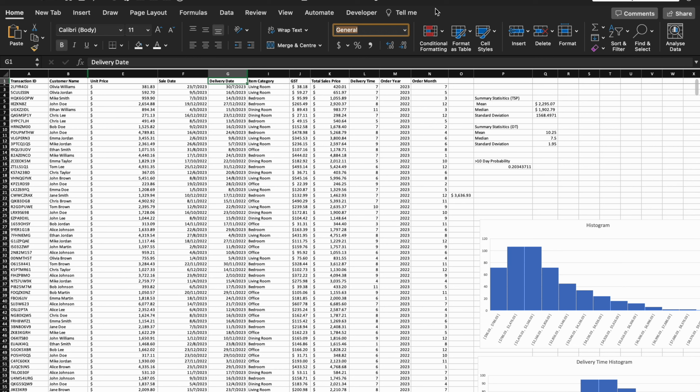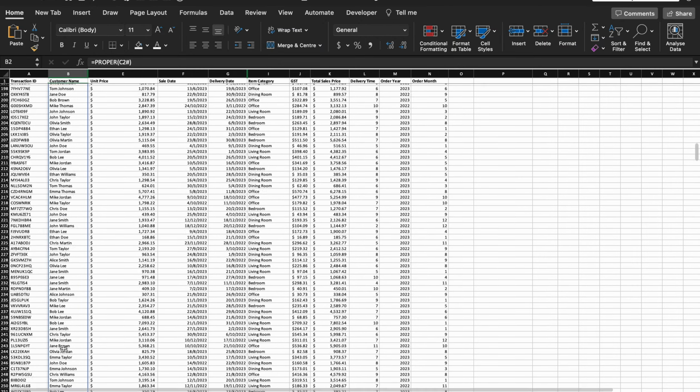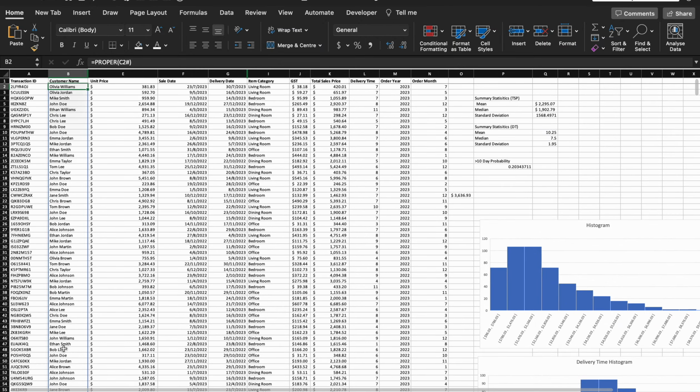And then with the item category and the customer name column, I used a combination of the proper, upper, and text to columns functions. I couldn't really figure out how to use the concat one, but eventually it worked out. Actually, no, the last name, I couldn't figure out how to just capitalize the last name. So that's something I got to work on.